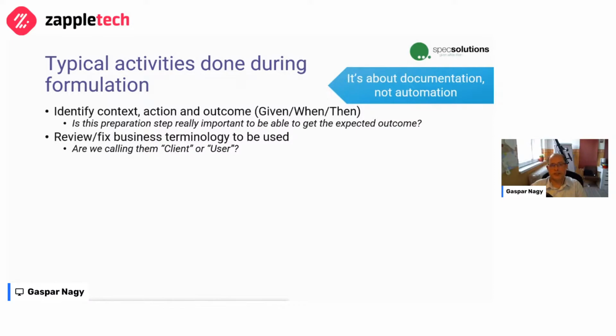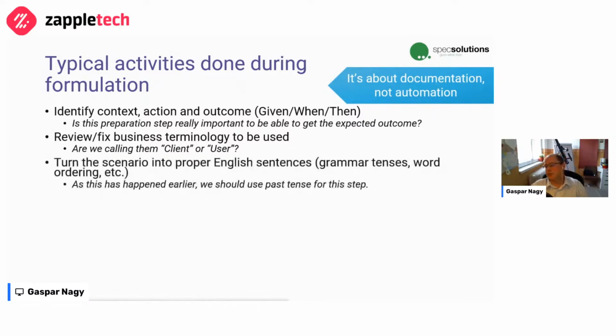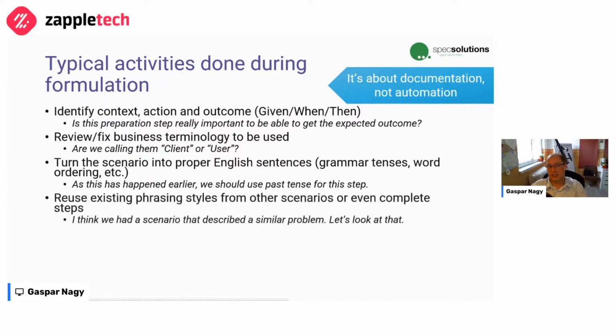Sometimes we just review or fix the business terminology that is used. Maybe during the discovery session we used client and user randomly. Now we need to finalize what we are actually calling these things. Obviously, we would need to turn these scenarios into proper English sentences, so maybe word ordering, grammar, tenses, whatever else. Maybe in a discussion, you would say, oh, actually, this thing happened earlier, so maybe we should use the past tense to emphasize that it was something happening earlier in the process of execution.